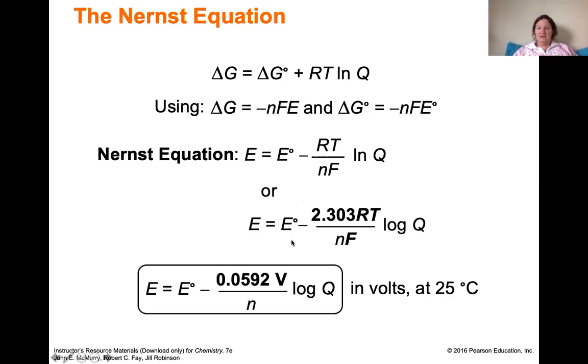The next one, if you wanted to use it, converts from natural log to log base 10, which involves multiplication by 2.303. And the next equation combines the R, the T, and the F, given that the temperature is only 25 degrees, and combines all of those with the 2.303. You have to remember this can only be used at 25 degrees. I never use this or this. I always just go back and use this. It helps me make sure I don't make a mistake using it at the wrong time.